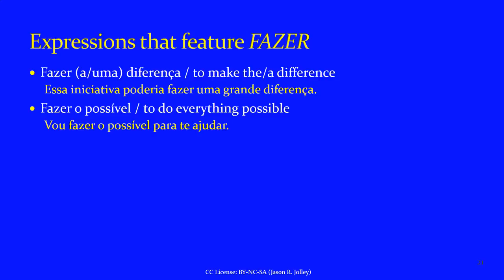Essa iniciativa poderia fazer uma grande diferença. So that initiative could make a big difference. Então, fazer uma diferença, ou fazer a diferença, or just fazer diferença. Fazer o possível means to do everything possible. Eu vou fazer o possível para te ajudar. I'm going to do everything possible. Vou fazer o possível.